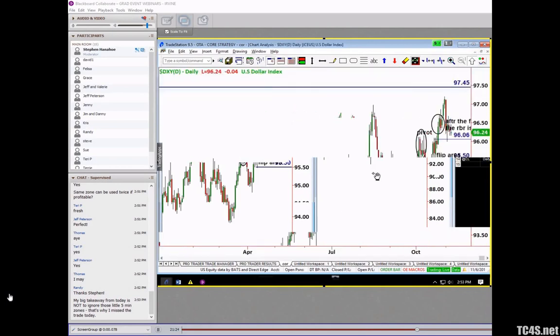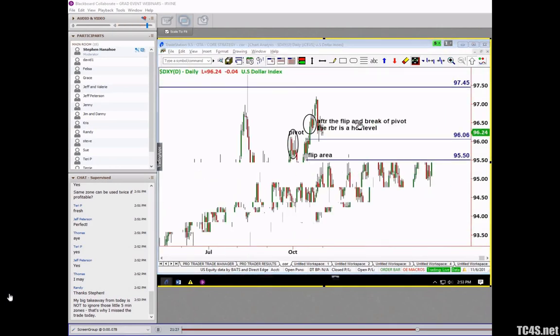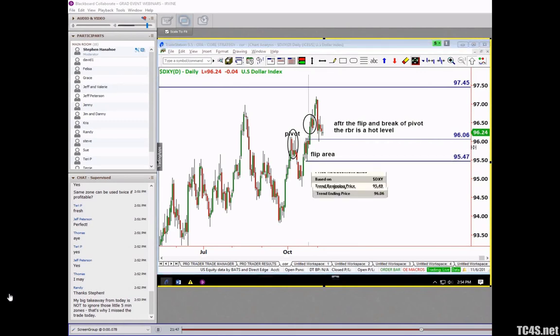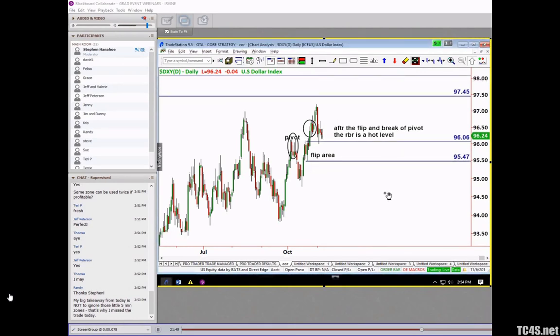Take a look at my daily time frame at this moment in time. As I'm looking at my daily time frame here, excuse my spelling, we had the flip area, we had the break of the pivot, and then we had the continuation pattern. Now, it did break this continuation pattern, but it worked beautifully off our lower level, which rose again, which gave us more bullish or bearish trades in the inverse.